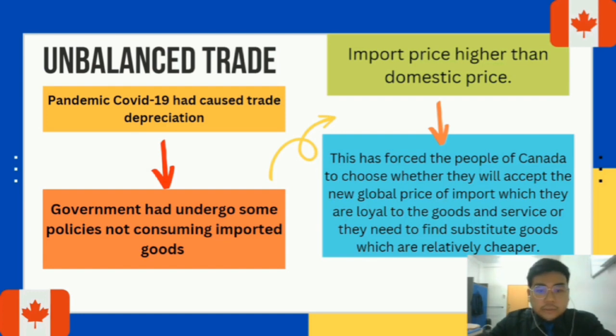The COVID-19 pandemic causes the rise in global price. This has caused imported goods to be relatively more expensive compared to domestic goods. This has forced the people of Canada to choose whether they will accept the new global price for imports, if they are loyal to the goods and services, or they need to find substitute goods which are relatively cheaper.